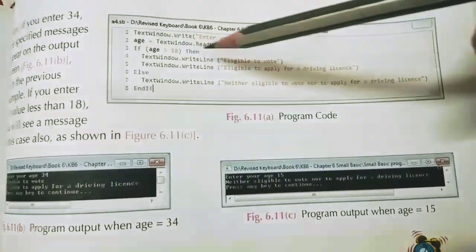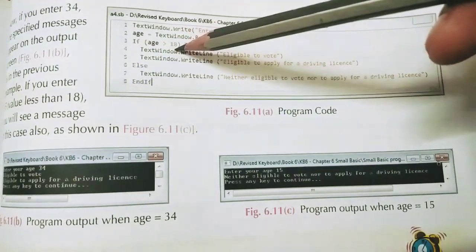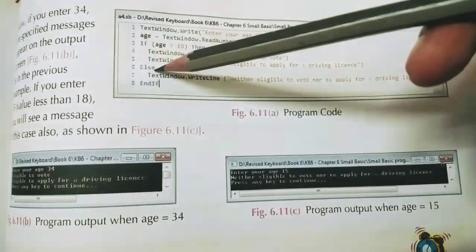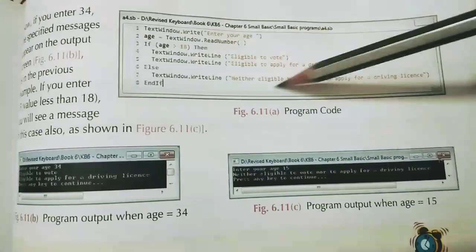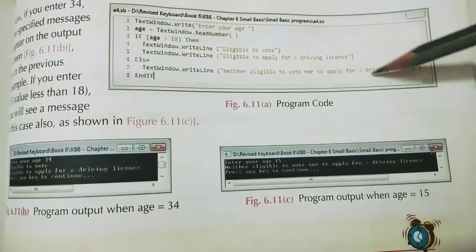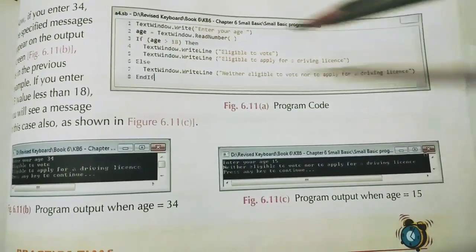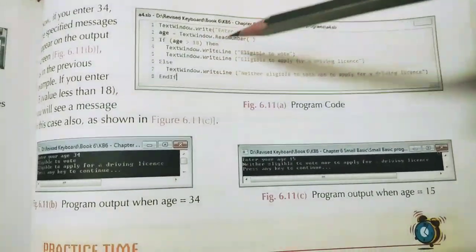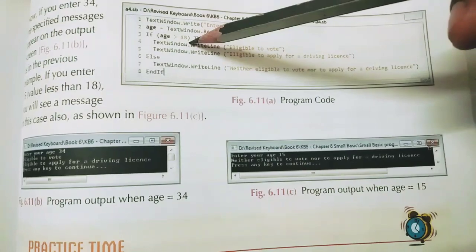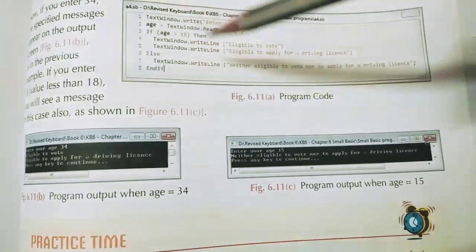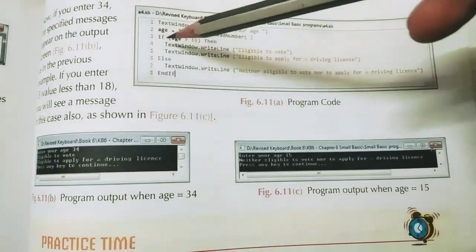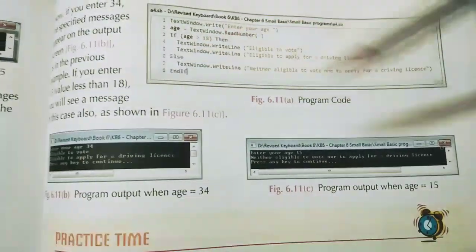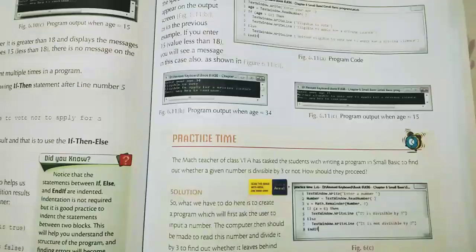Now else, if this condition is false, you will give else, then print this statement: neither eligible to vote nor apply for driving license, then end if. Understood? In the same program you can give these two things, the true condition and the false condition also. So this is called if then else statement. Understood? Now next page, see.